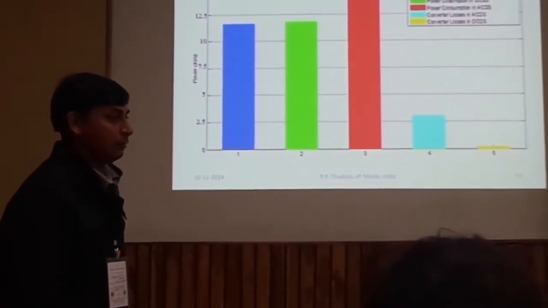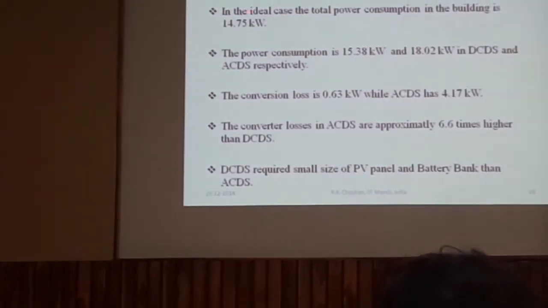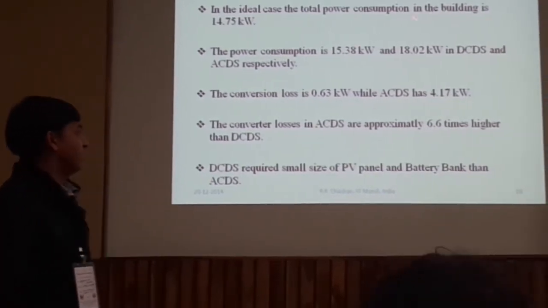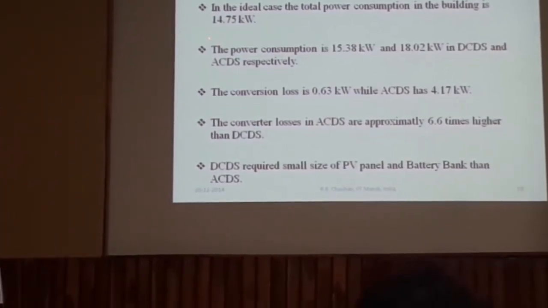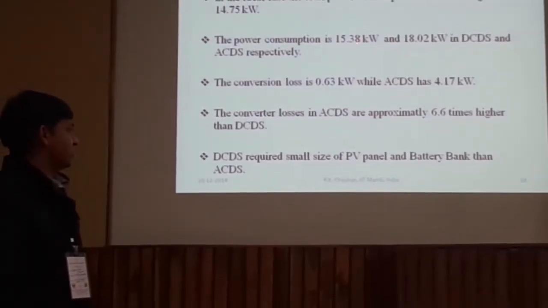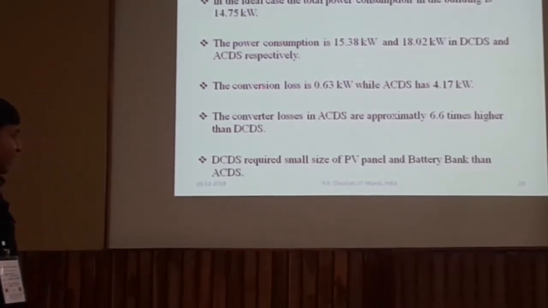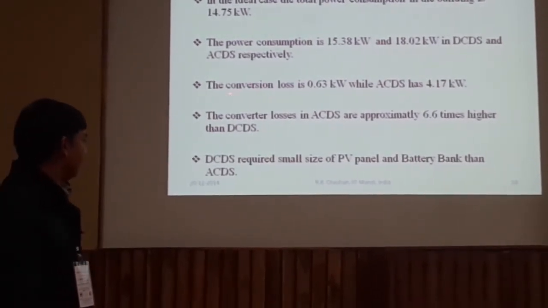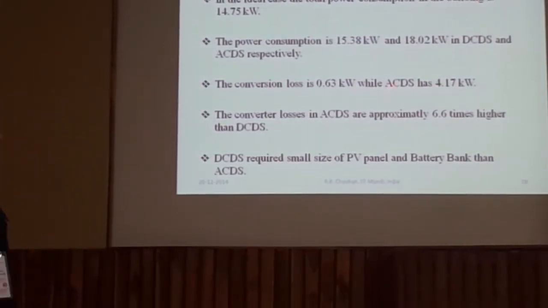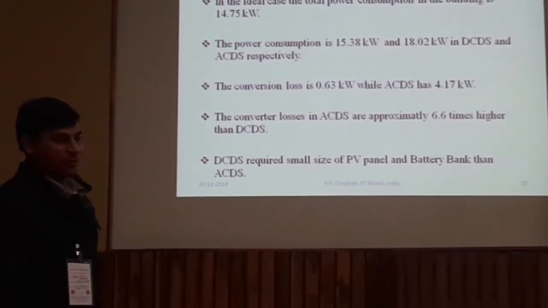Okay, so this is the conclusion part. We have fewer conversion stages in a DC distribution system, and the ideal load is 14.75. The power consumption in the DC distribution system is less as compared to the AC distribution system, and the very good thing is that we have much lower converter losses in a DC distribution system as compared to AC. This is approximately 6 times.